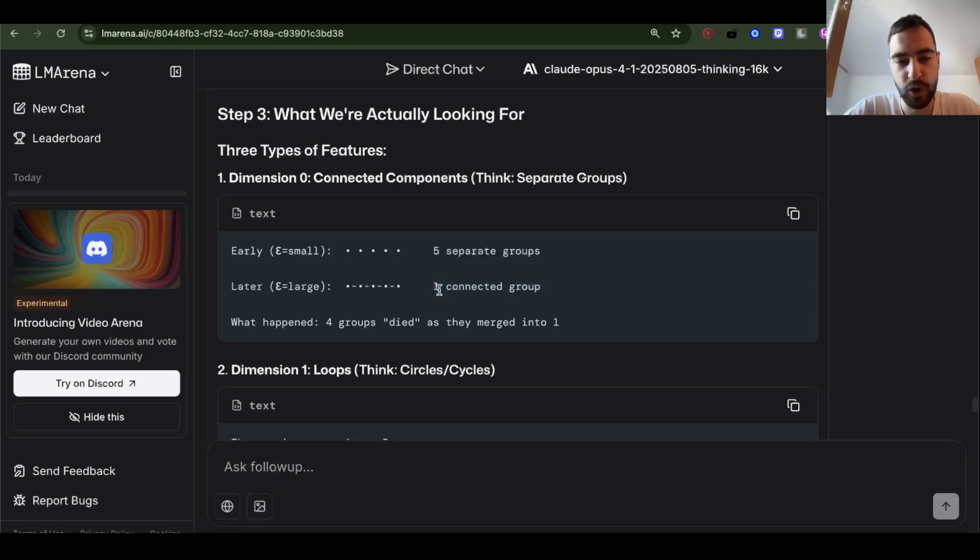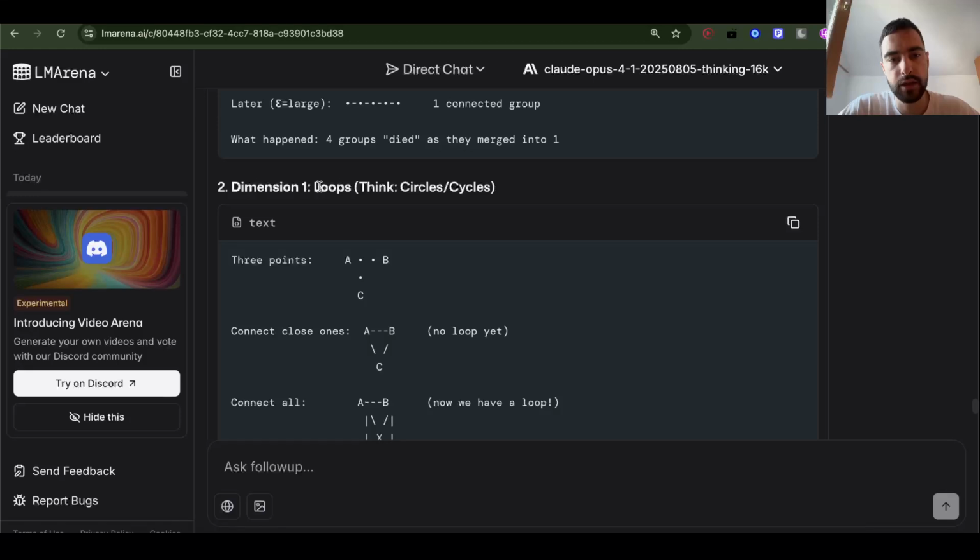and whatever other groups are separate, how many? Maybe 3. And what happened? 4 groups died as they merged into one. Okay. So one connected group of all of the spheres, and it was 5 separate groups in the beginning.